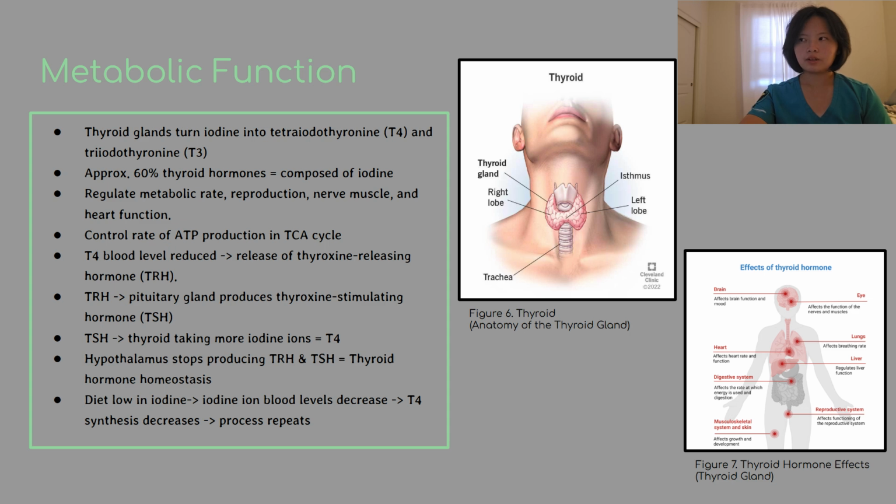Metabolic function. Thyroid glands turn iodine into tetraiodothyronine, T4, and triiodothyronine, T3. Approximately 60% of your thyroid hormones are actually composed of iodine. These thyroid hormones will then regulate your metabolic rate, reproduction, nerve muscle, and heart function. As it pertains to metabolic rate, these thyroid hormones control the rate of ATP production and the TCA cycle for all your cells.